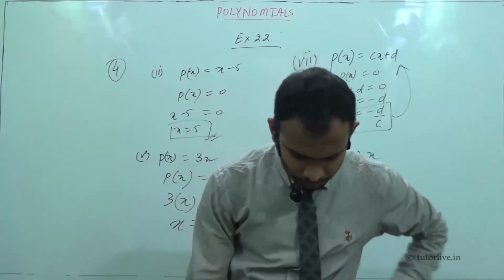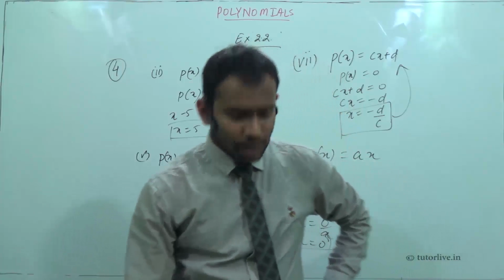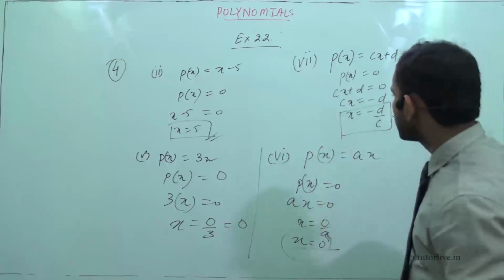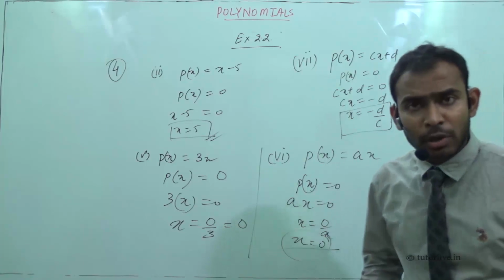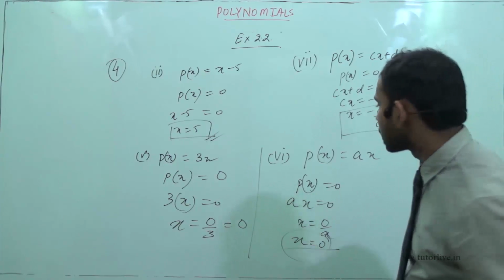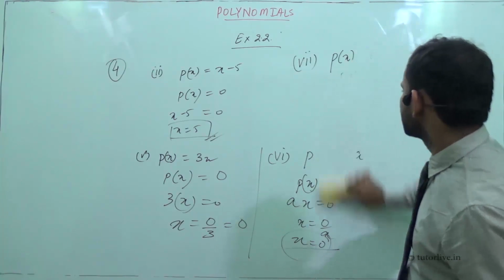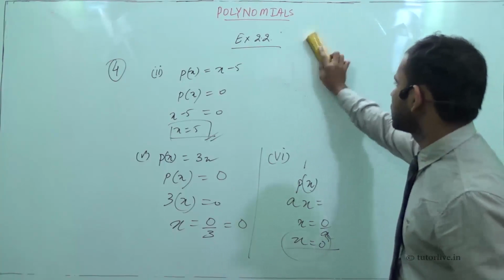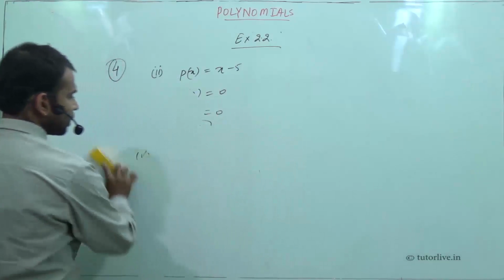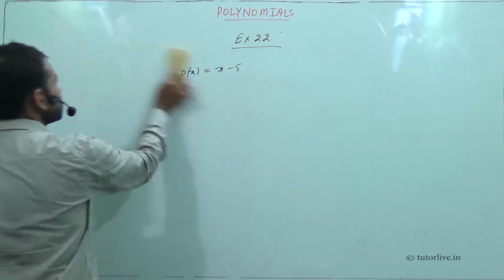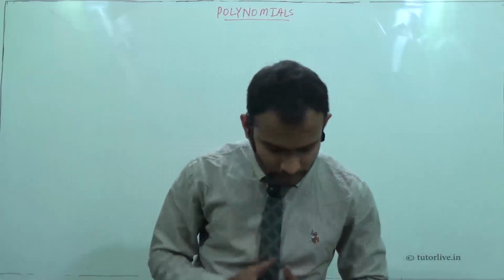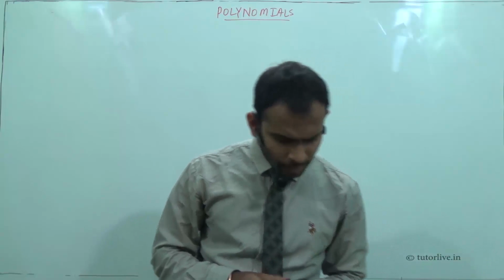And this is where our exercise ends. Exercise number 2.2 was all about the 0 of the polynomial, and we just learned how to find the 0 of a polynomial, or whether a number is a 0 of a polynomial or not. So this is for today's session. Of course, a lot to learn and to revise. So I would like you to do these questions again in your copy, and do all the examples, of course, and that will be for today. Okay. So thank you.